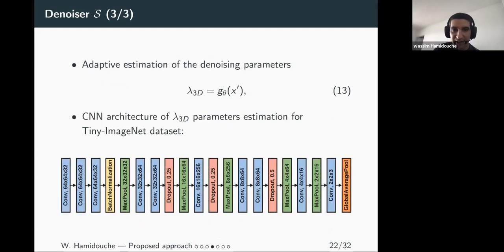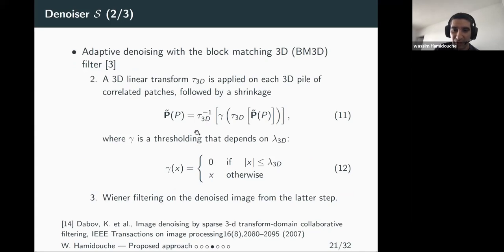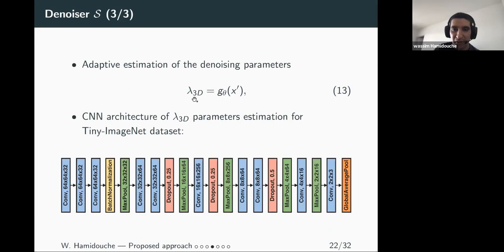So the last operation, as I said before, is that we need adaptive denoising. So this lambda 3D parameter, which is used here for the hard thresholding denoising, will be estimated from the input image. So when we have an input image, we proposed here different architectures of convolutional neural networks that estimate these parameters to perform the optimal denoising to project back the image to this original manifold.